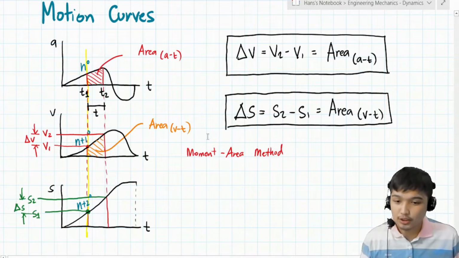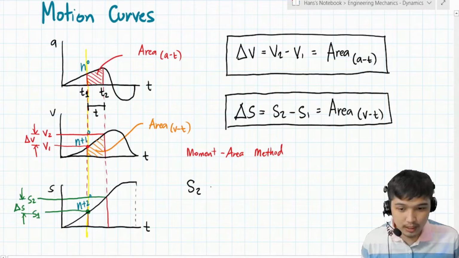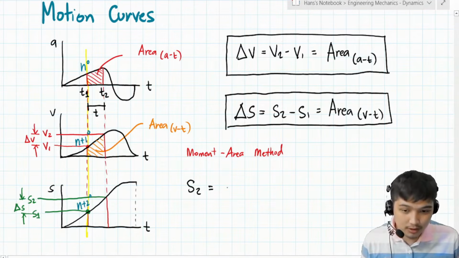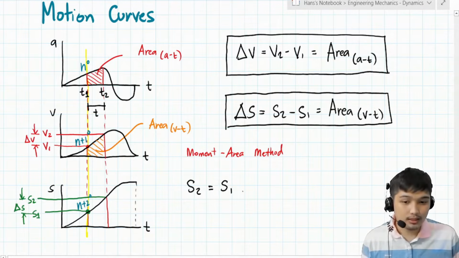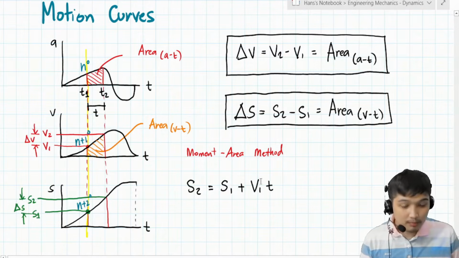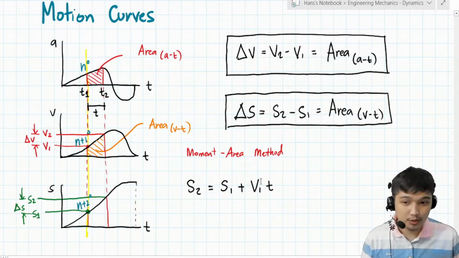Okay? So, ito yung formula guys na susundan natin. S2 ay equal sa initial position niya, which is yung S1, plus yung initial velocity niya times yung time interval na lumipas between the initial time and then yung final time na hinahanap, which is at T2.